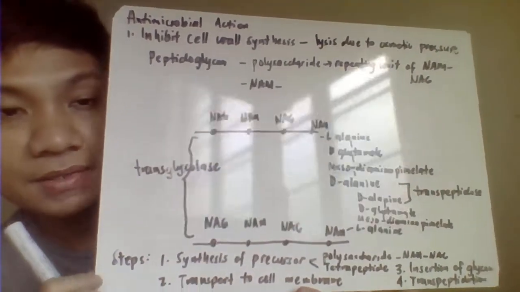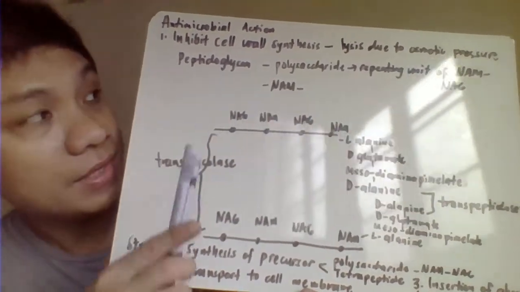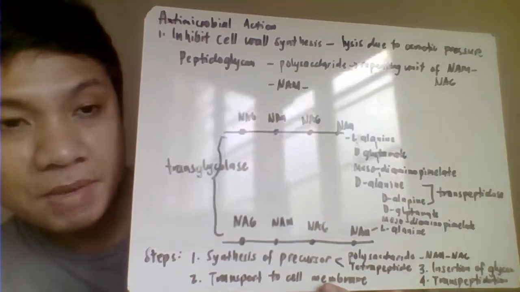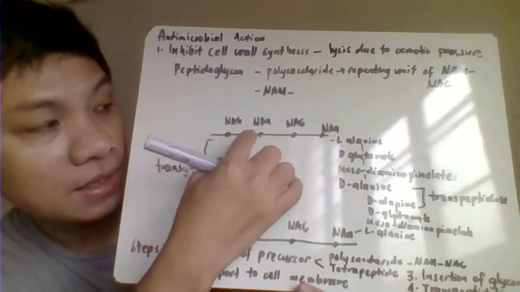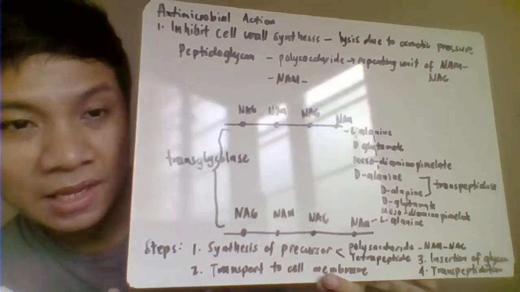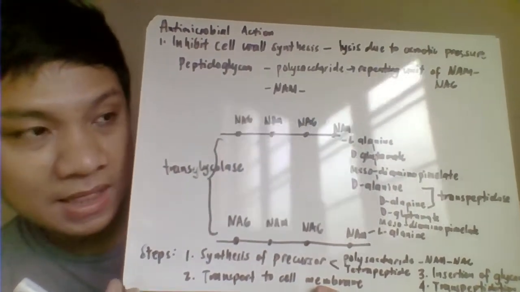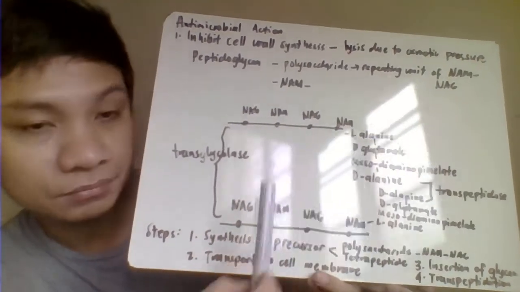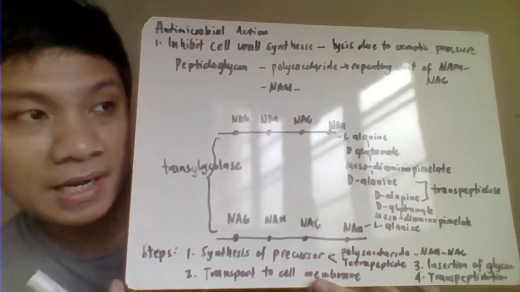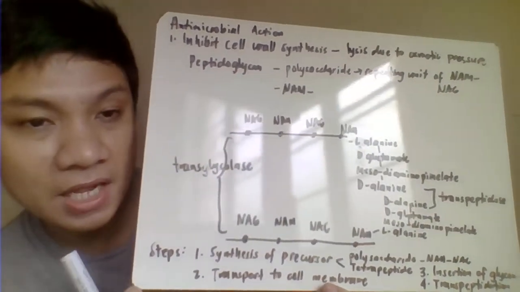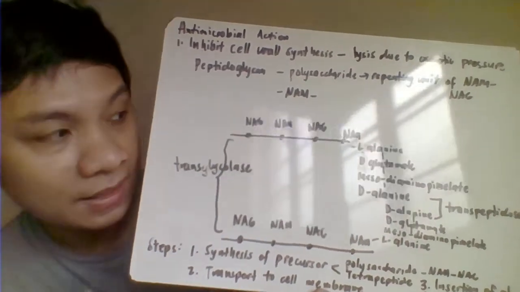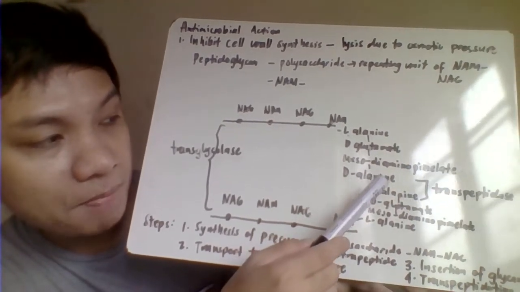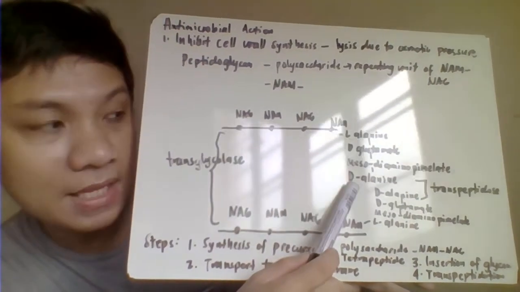So again, going back to the basic structure of our peptidoglycan. Okay, peptidoglycan is made up of your polysaccharide. This is a sugar with a repeating unit of your NAM, N-acetylmuramic acid, and we also have your NAG, N-acetylglucosamine. So if this is one polysaccharide layer, we have your NAG, NAM, NAM, NAG. And then at the end of your NAM, there are 4 amino acids attached, which you call a tetrapeptide. So we have L-alanine, D-glutamate, mesodiaminopimelate, and your terminal D-alanine.